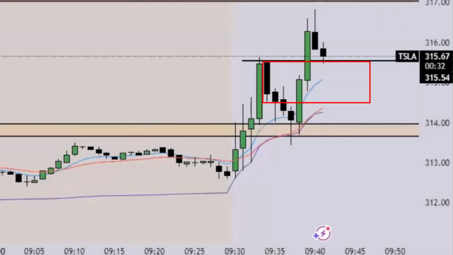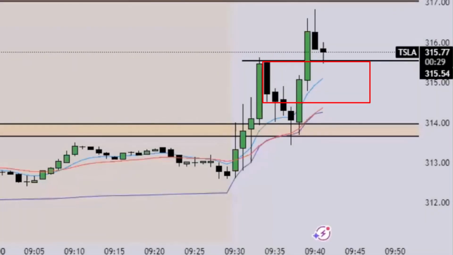Yeah, Tesla, this is the exact level, like I said. The 317.50 calls is what we can be looking for on Tesla, the 317.50 calls.